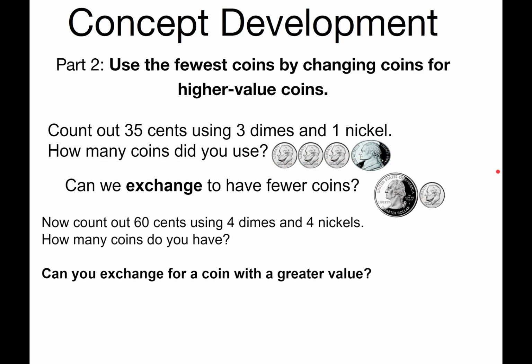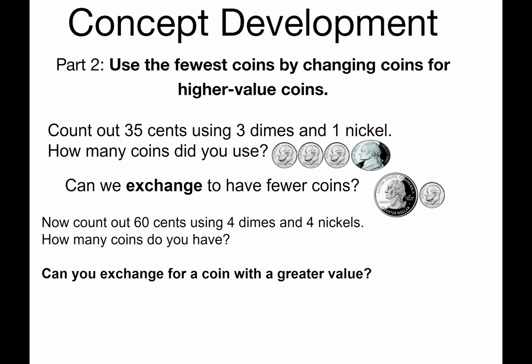Now, count out 60 cents using 4 dimes and 4 nickels. How many coins do you have? Remember, we want 60 cents. So we know which coins we need to use. So either take your dimes and your nickels or draw them on your paper. 4 dimes. Now 4 nickels. How many coins do you have? Hint, what's 4 plus 4?